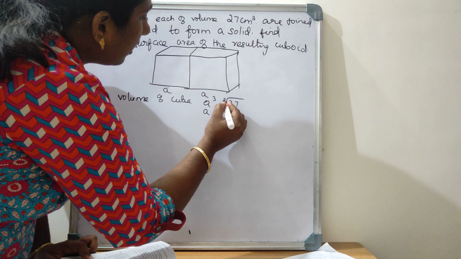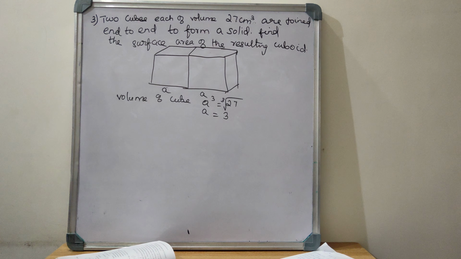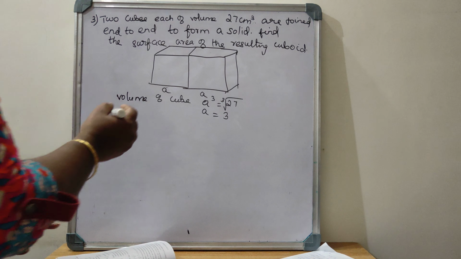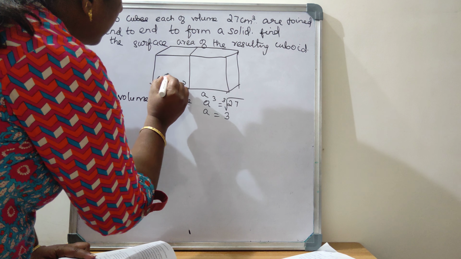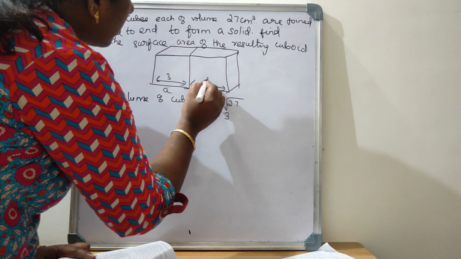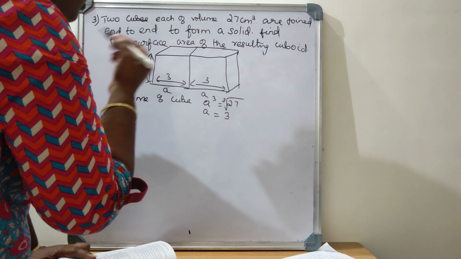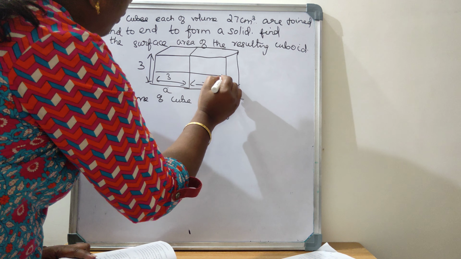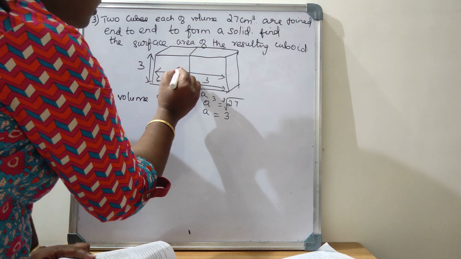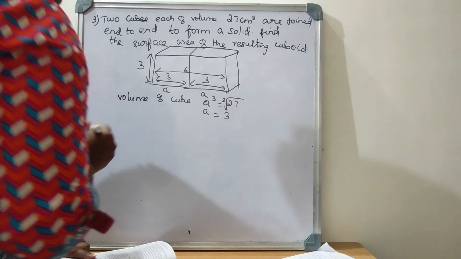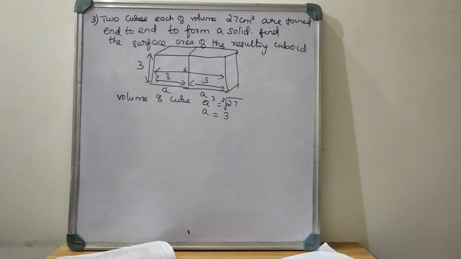So you can write it as cube root of 27. So a equal to 3. So when you are considering this, it is 3 and this is 3, because for a cube all sides are equal. But when you are thinking about the cuboid, this full we can call it as a length. So total is 6 and the breadth and the height will not change.